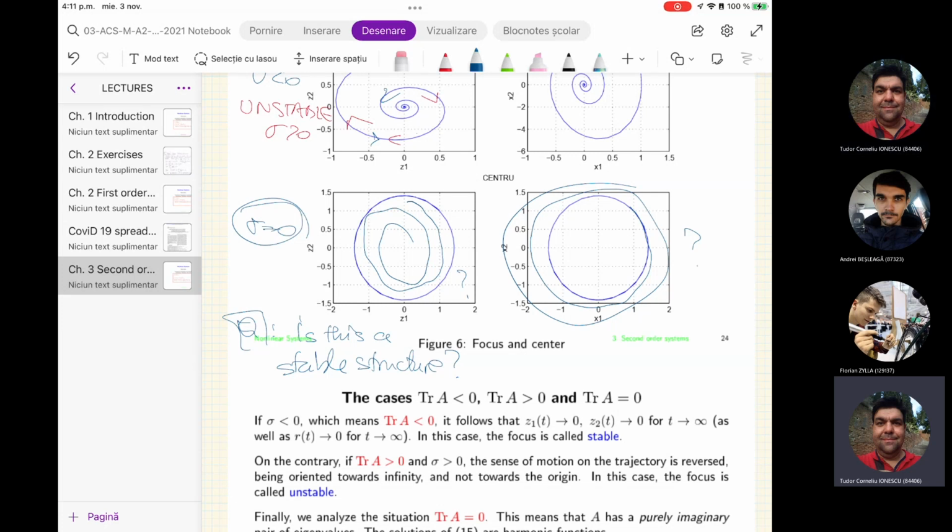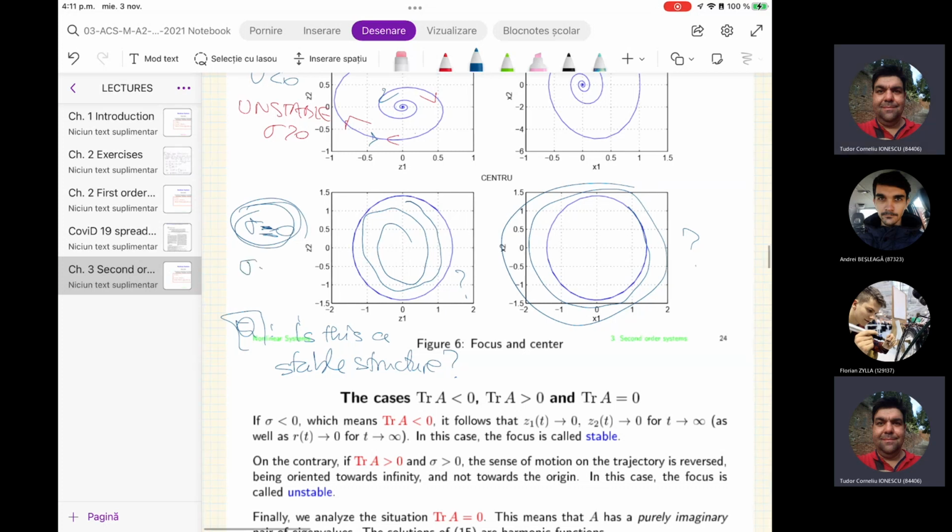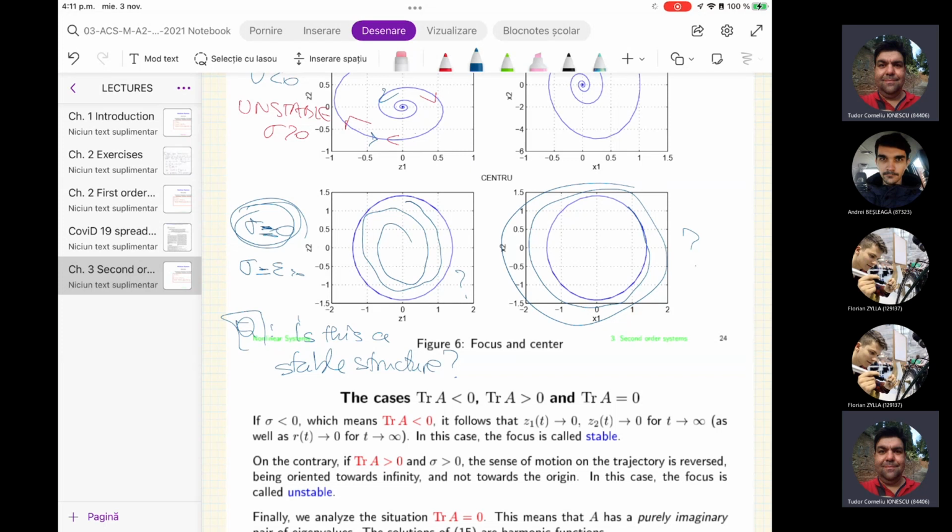Well, this structure of a center is not stable because sigma equal to 0 is a mathematical assumption, not an engineering assumption. Imagine that sigma equals epsilon, very, very small, but positive. It becomes unstable, or negative, it becomes stable, right?